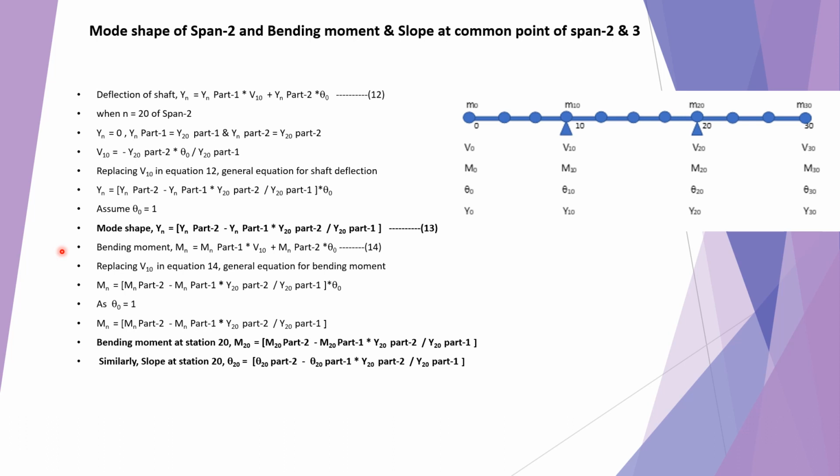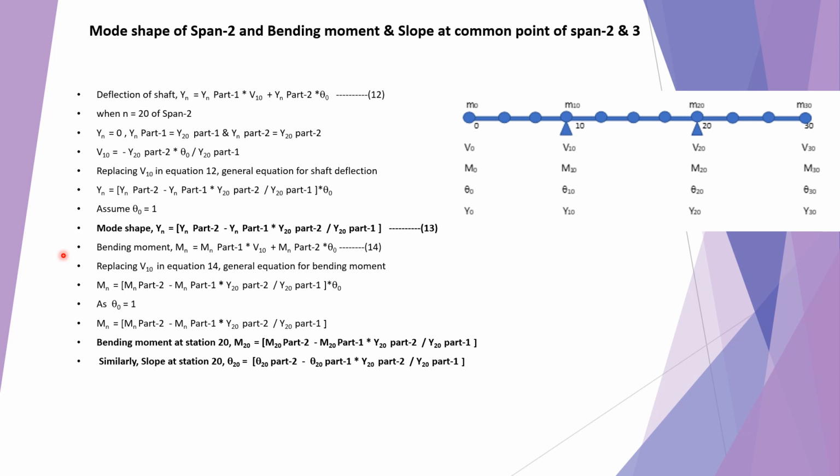This is equation number 13. Bending moment, similarly you can write Mn is equal to Mn part 1 into V10 plus Mn part 2 into theta 0, equation number 14. Replacing V10 in equation number 14, the general expression for bending moment: Mn is equal to bracket start Mn part 2 minus Mn part 1 into Y20 part 2 upon Y20 part 1 bracket close theta 0. Assume theta 0 is 1. So Mn part 2 minus Mn part 1 into Y20 part 2 upon Y20 part 1.